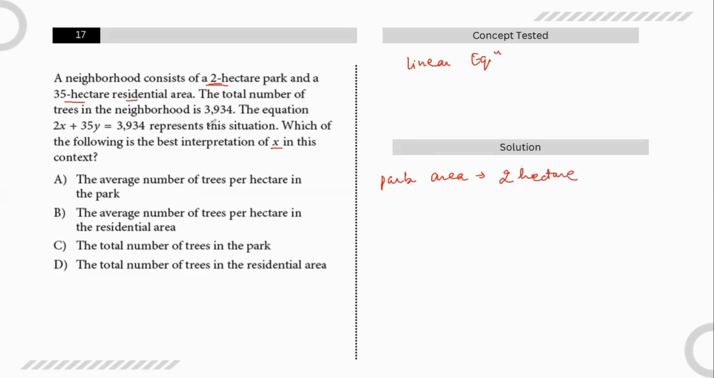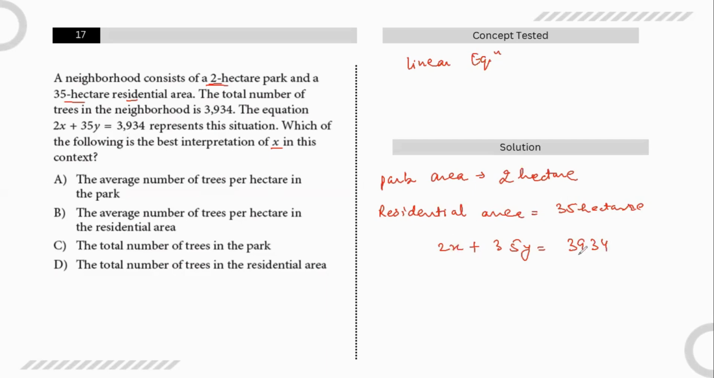And what is the residential area given? Residential area is given, that is equal to 35 hectares, right? 35 hectares. And what is more is given as a linear equation. That means 2x plus 35y is equal to 3934. And the question asks, what does the representation of x mean here?